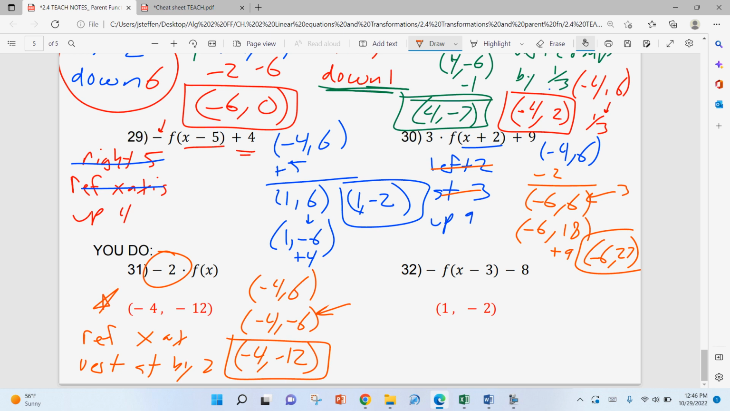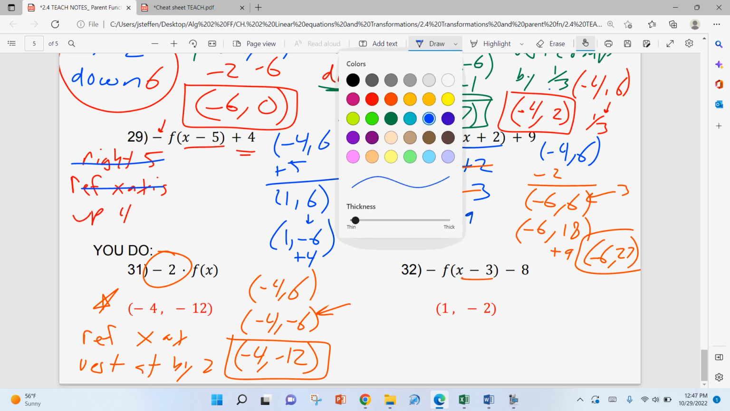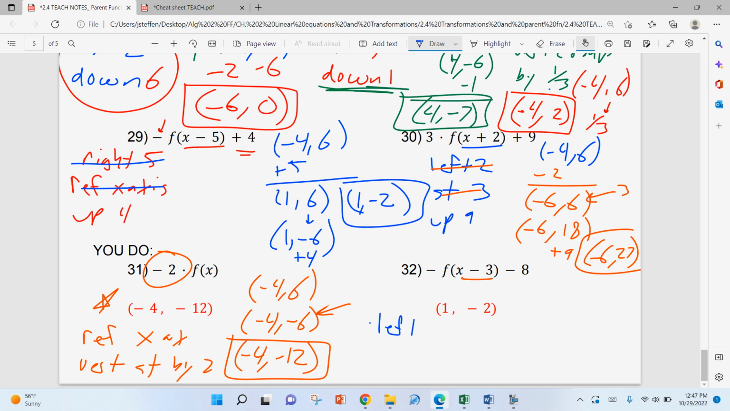Perfect. And same thing over here. We have left 3. Sorry, right 3. I hope I didn't make that mistake earlier, but I maybe did. Right 3, again, common mistake, because it looks like it's opposite. Reflect across the x-axis again, and then down 8. Sorry, that's sloppy. I'm trying to fit it in.